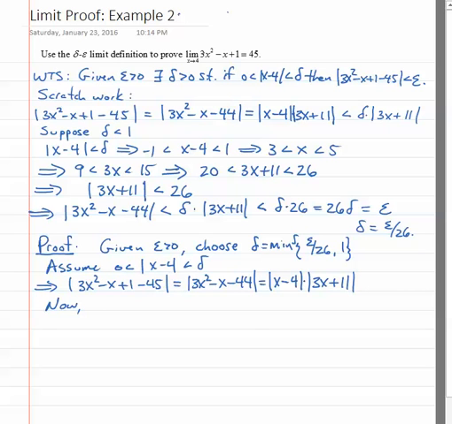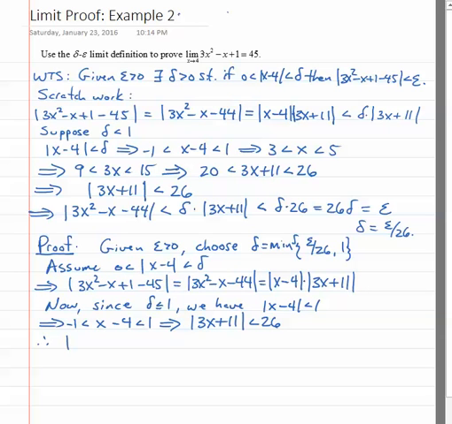Now, since delta has to be less than or equal to 1, because we've chosen delta to be the minimum of epsilon over 26 and 1, we have by our assumption above that the absolute value of x minus 4 is less than 1. And again, replicating our work from above, that would imply that x minus 4 is between negative 1 and 1. And following our work from above, I'm going to skip a few steps here. We know that will lead to the conclusion that the absolute value of 3x plus 11 is less than 26.